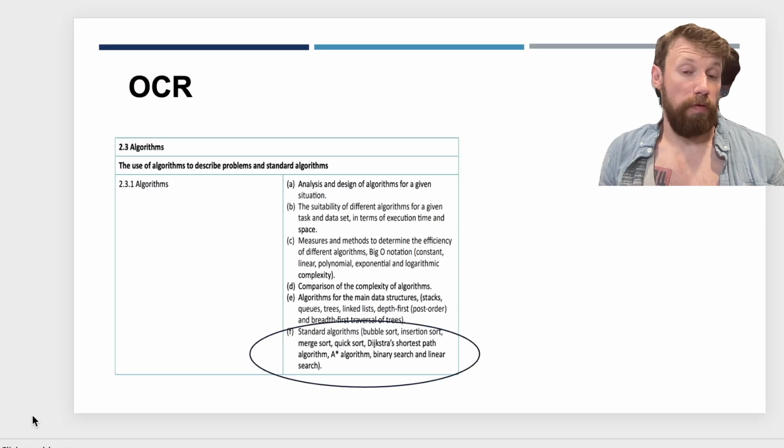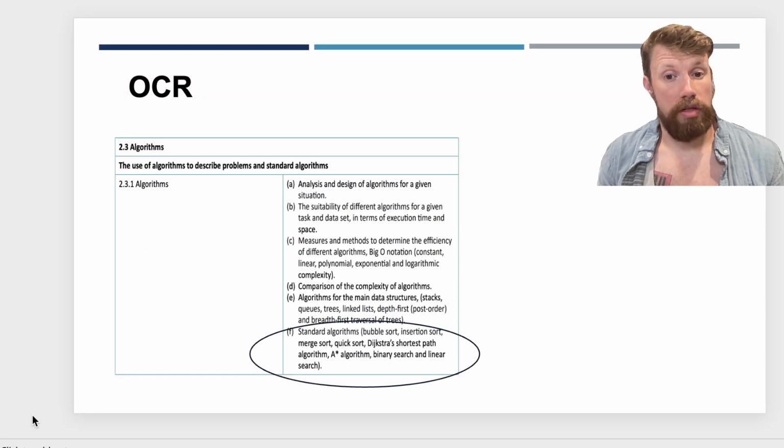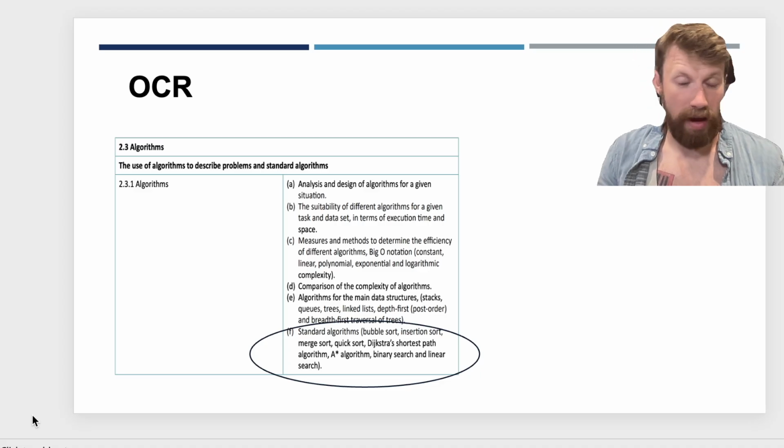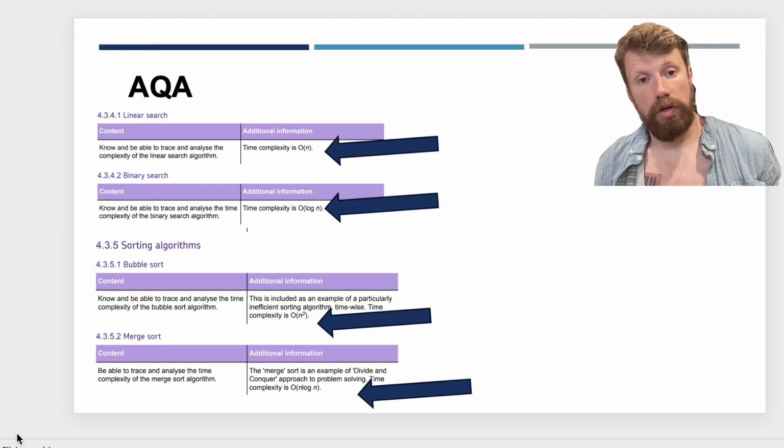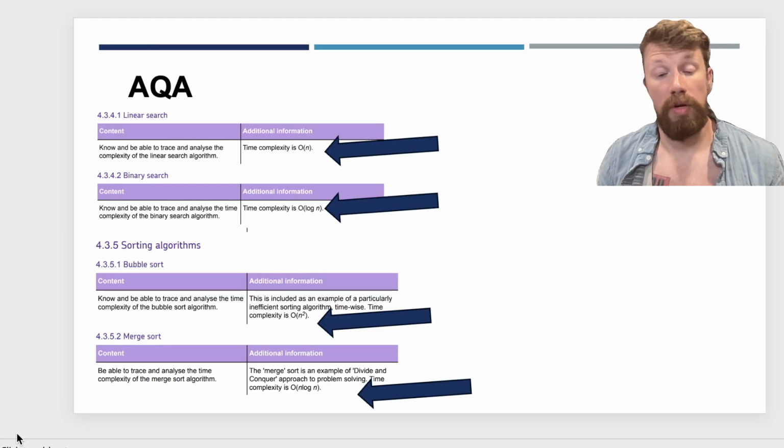Now we've finished code, describe and trace, and you have to make sure that you know those for every single search and sort algorithm. These are the ones that you're going to be doing for OCR, and these are the ones for AQA. But at least it gives you a strategy which you can use to learn each of the different ones in there.